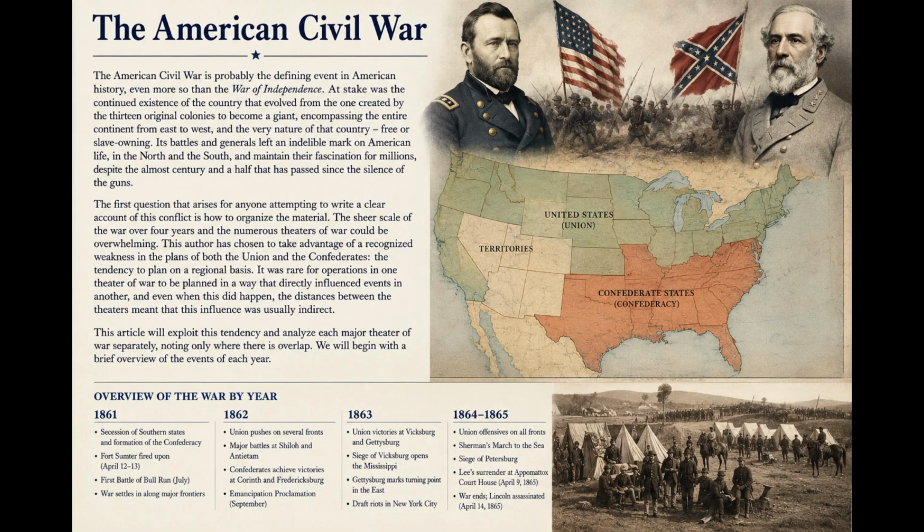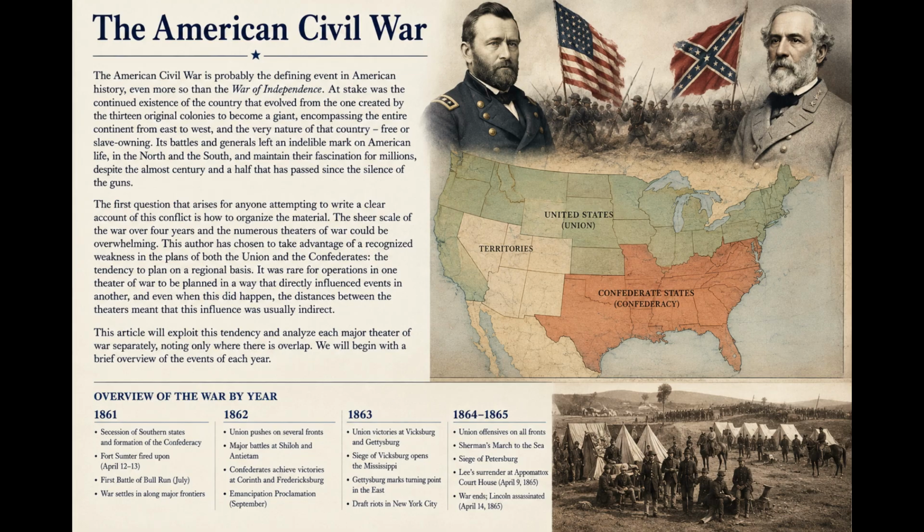Its battles and generals left an indelible mark on American life, in the North and the South, and maintained their fascination for millions, despite the almost century and a half that has passed since the silence of the guns. The first question that arises for anyone attempting to write a clear account of this conflict is how to organize the material. The sheer scale of the war over 4 years and the numerous theaters of war could be overwhelming.